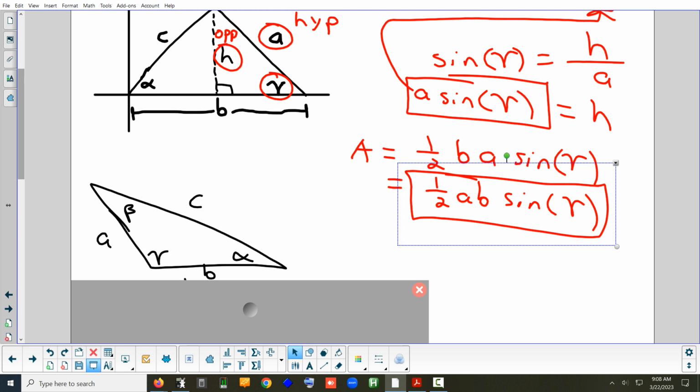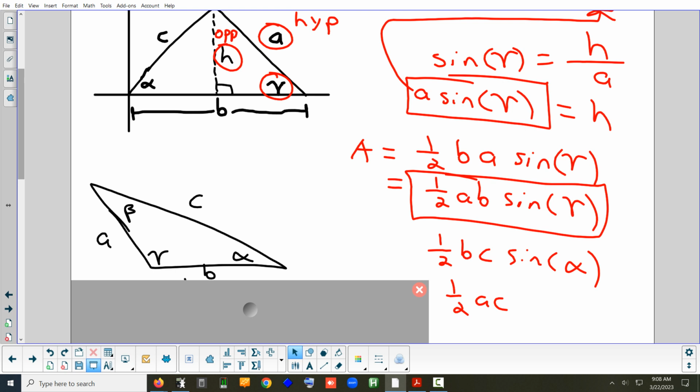And that's the pattern. So what if I did something like 1/2 BC? What do you think would go in for my angle? Alpha. Or if I did 1/2, what haven't I used? I did the A and the B and the C. I didn't do the A and the C. What do you think the formula would be there? 1/2 AC sine beta.